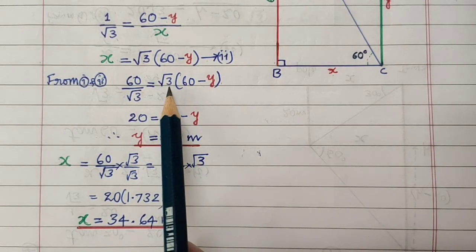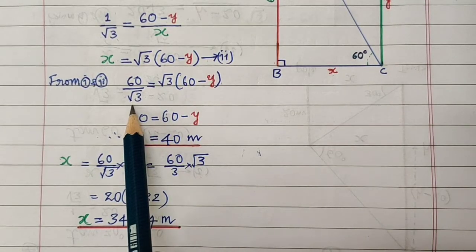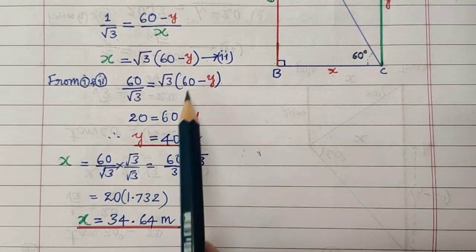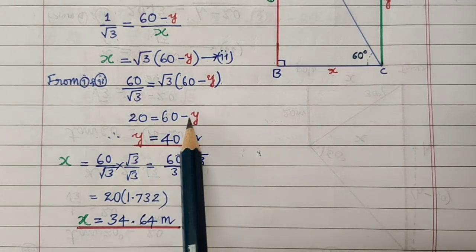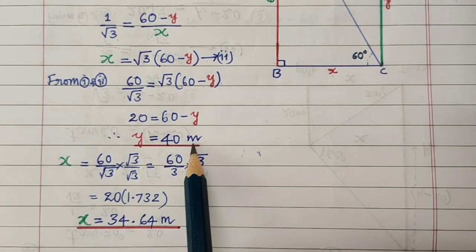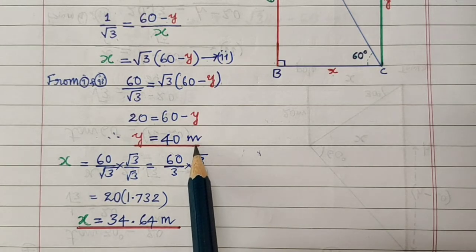When you cross multiply, this root 3 in root 3 will become 3. 60 by root 3, 20 is equal to 60 minus y. Therefore y is equal to 60 minus 20, which is 40 meters. Y has become 40 meters. This is the height of the lamp post.